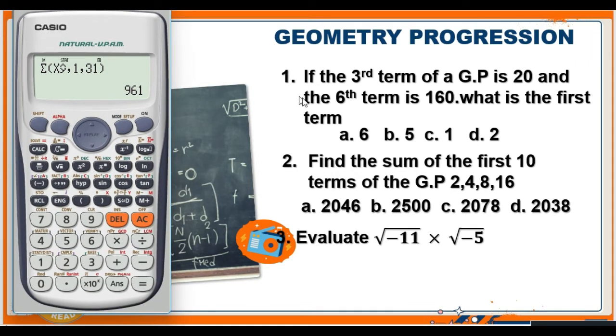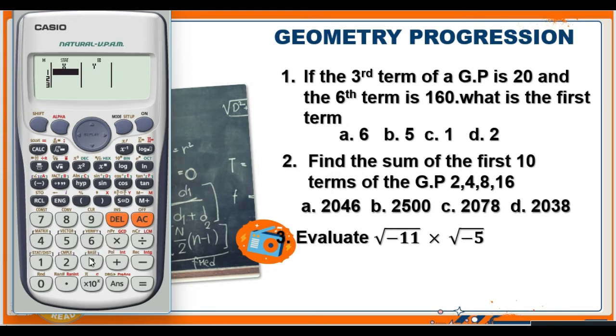Alright, so here, if the third term of the geometric progression is 20 and the fifth term is 160, what is the first term? Alright, so clear your calculator, go to mode statistics, which is 3. Then here, 6 stands for the geometric progression, 2 stands for the arithmetic progression. And so I choose the geometric progression.